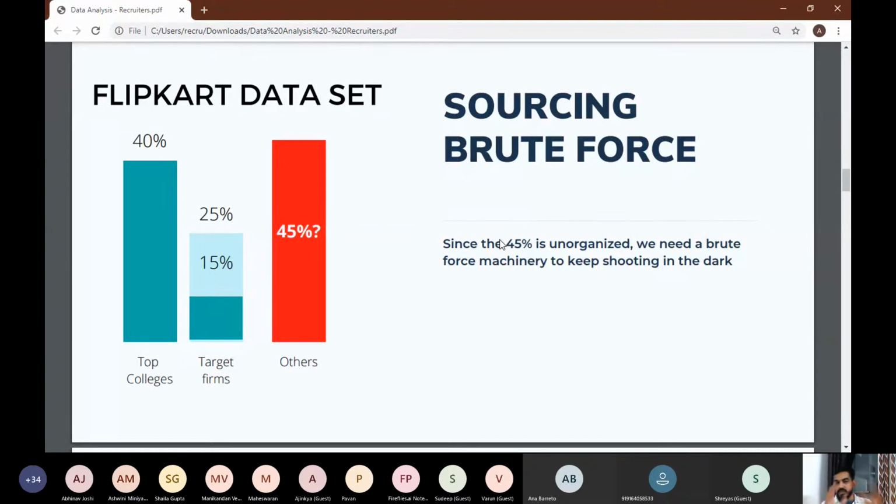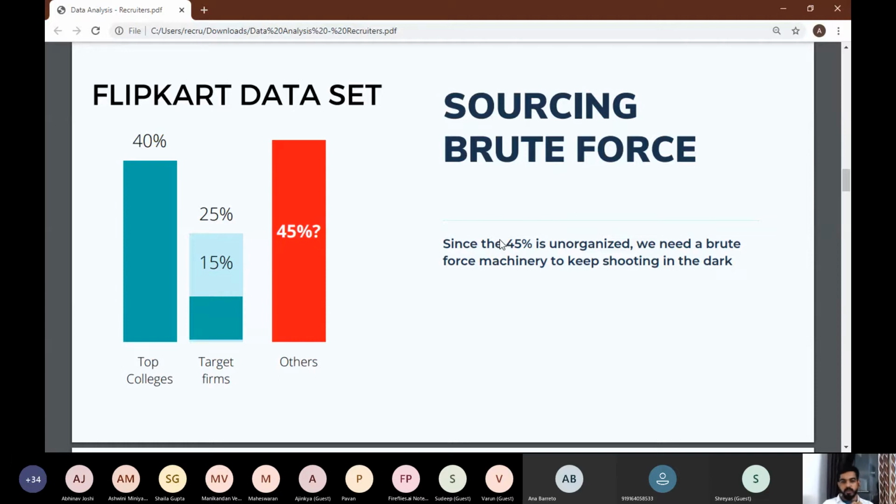It varies. It depends on job description to job description. This data set varies, and it also depends on the company as well. It varies, but it is in and around there, plus or minus 10, right? I would say plus or minus 10 is what the variation would be basically. So now what happens? This 40%, 45% of data is actually a huge data, right? So that is where brute force is applied in sourcing.